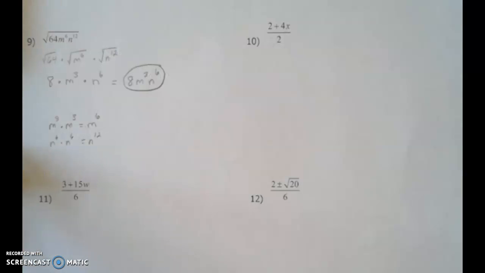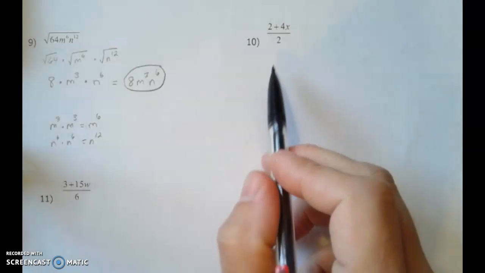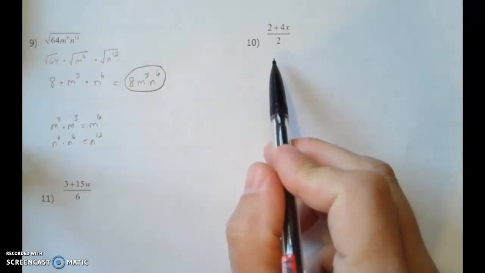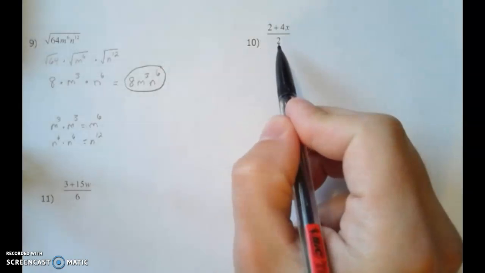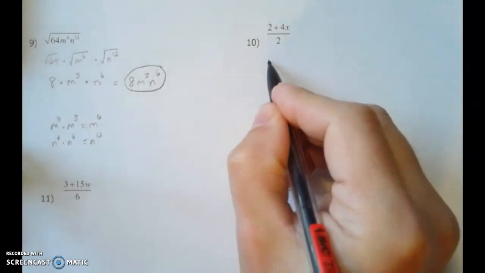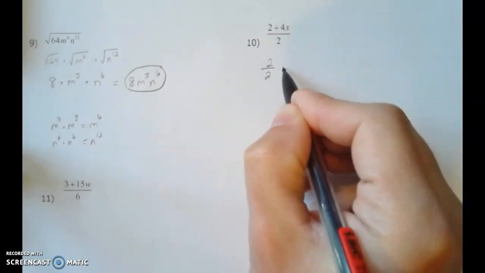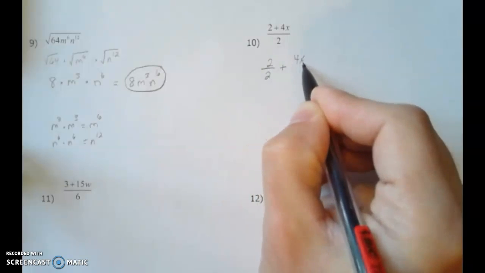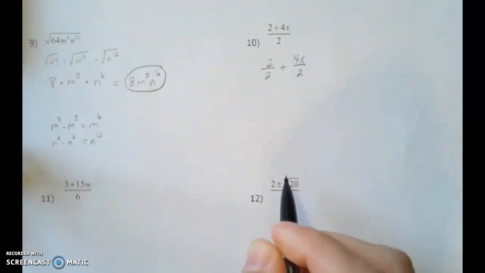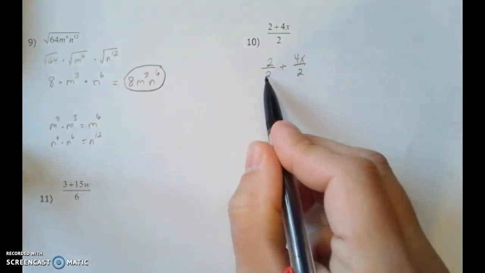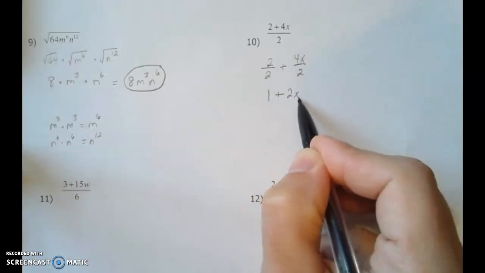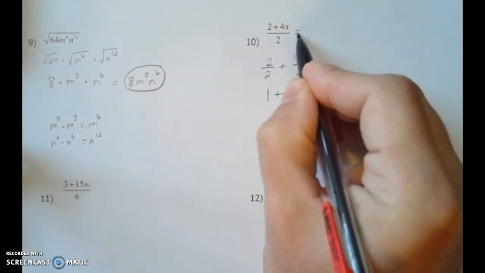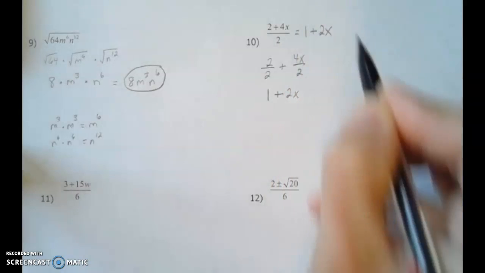In example 10, there aren't any radicals here, but it's important to remember how to simplify something that looks like this. We have 2 plus 4x divided by 2. I'm just going to write this as two different division problems. This whole thing is getting divided by 2. So I can break this up as 2 over 2 and then plus 4x over 2. And now when I simplify each part, 2 divided by 2 is 1, plus 4x divided by 2 is 2x. So this up here is just the same as writing 1 plus 2x.